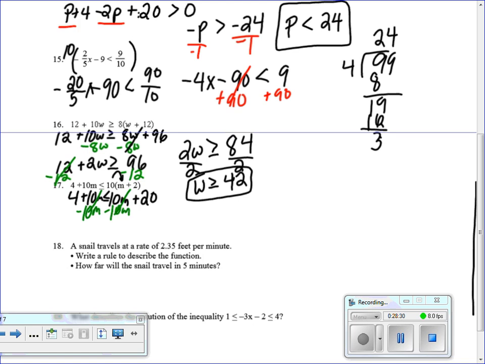Okay, what happens is they both cancel out, and we're left with 4 is less than or equal to 20. Okay, is that a true statement? Is 4 less than or equal to 20? Well, it is less than 20. So since 4 is actually less than 20, we would say that this has an infinite number of solutions, which is considered all real numbers.